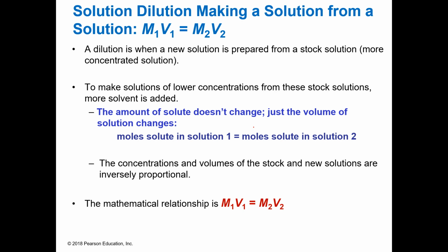And so this is what we're going to use: this formula right here, M1V1 equals M2V2. M stands for molarity, V stands for volume. This is initial molarity, initial volume, final molarity, final volume. So if we want to do a dilution, we can use this. If I have an initial molarity and I know what molarity I want to make and how much of it I want to make, I can calculate how much of the initial one I need.